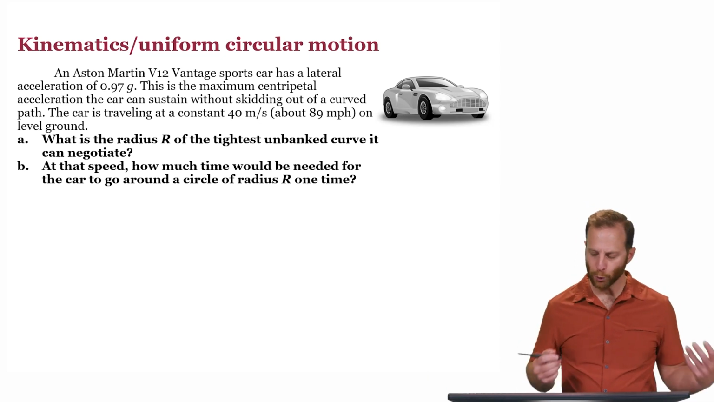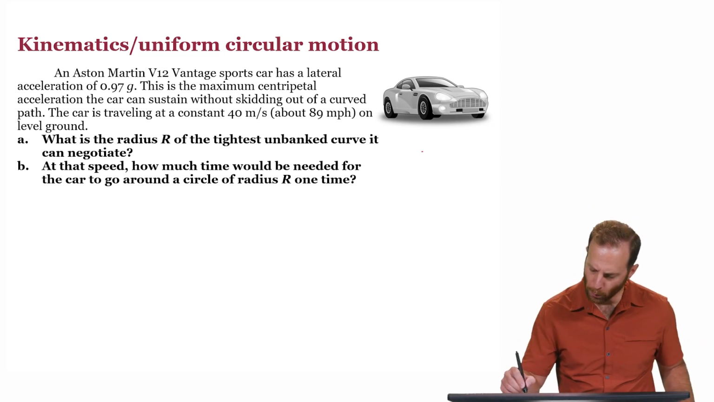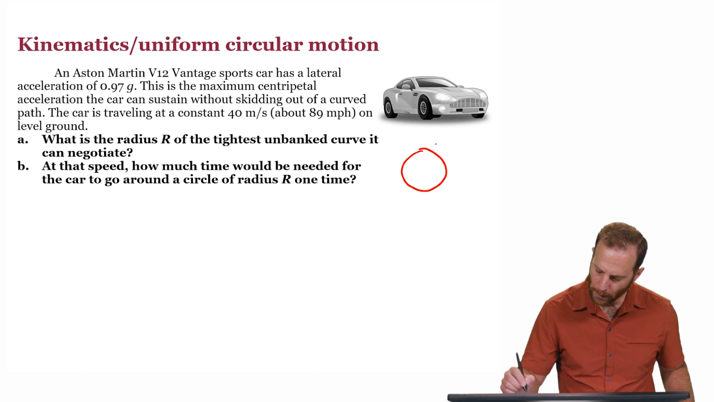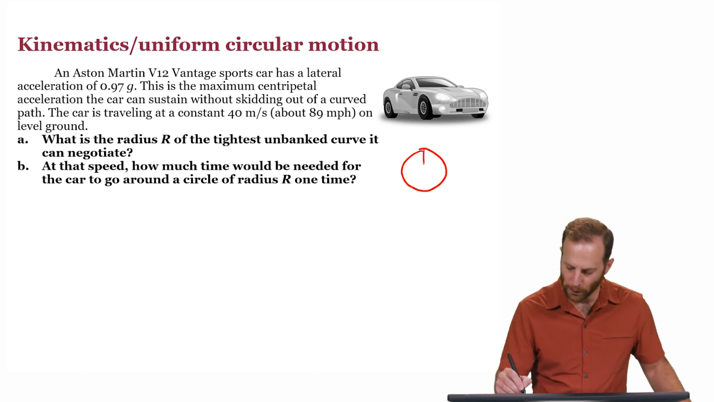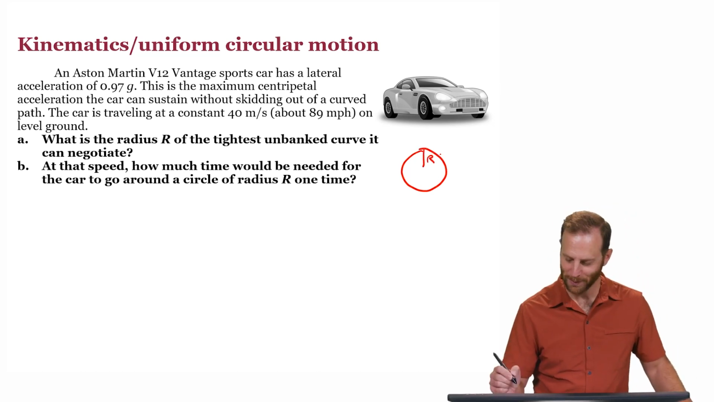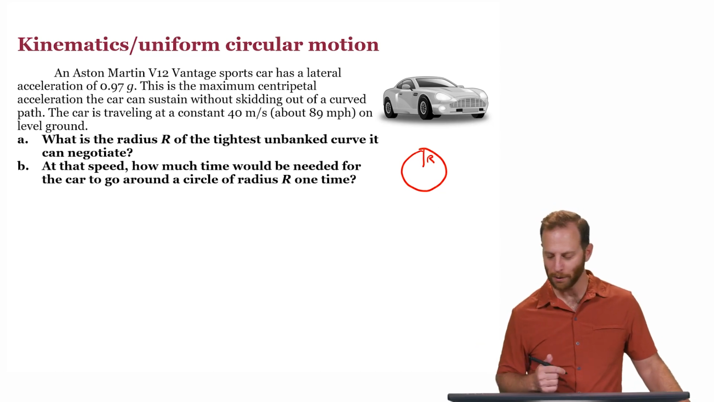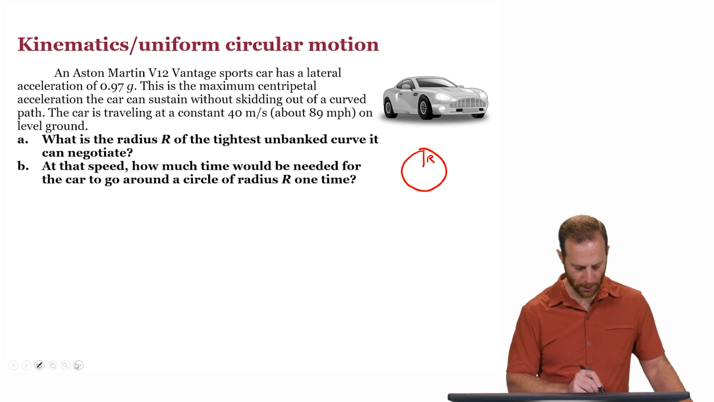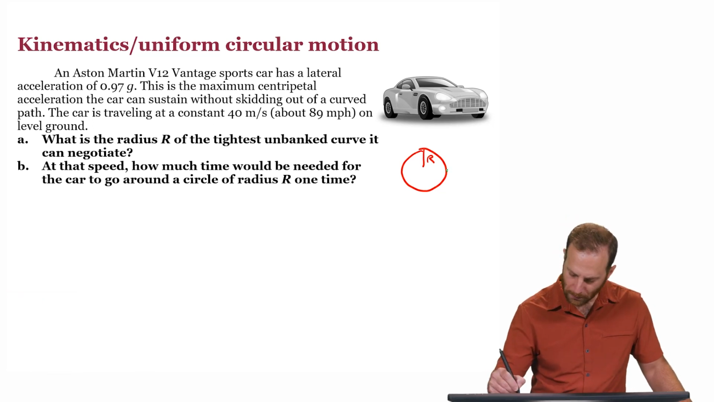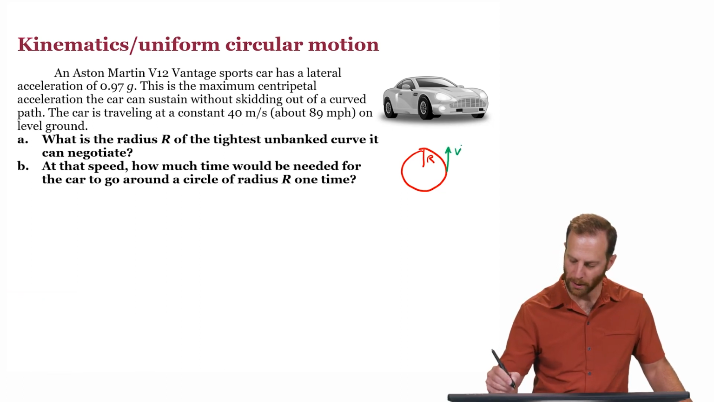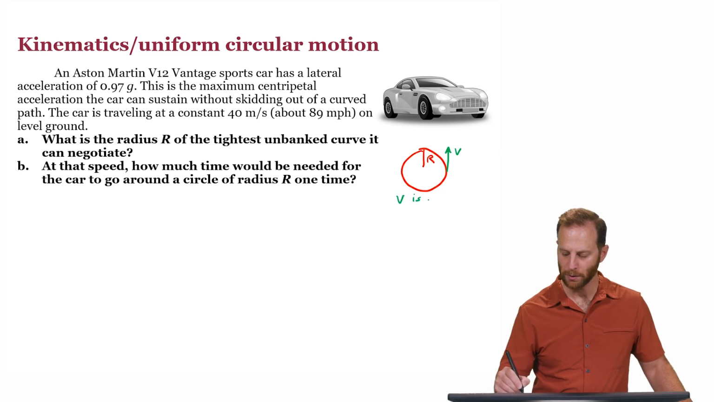Conceptually, what we have here is uniform circular motion. What that involves is a circle of some radius, we can call it capital R, and an object that is moving around at constant speed on that circle. So there's some speed v. V is constant.